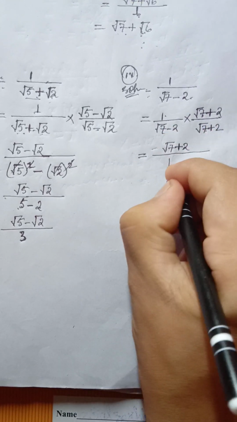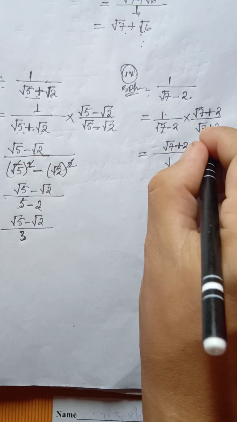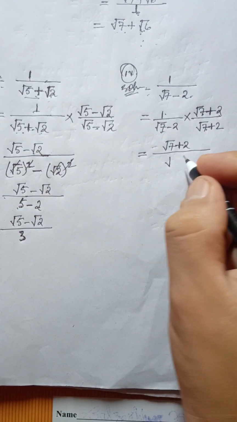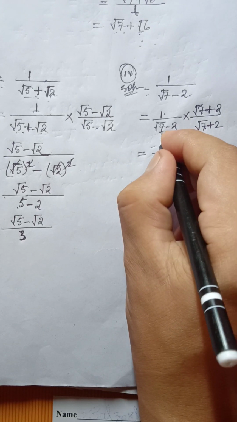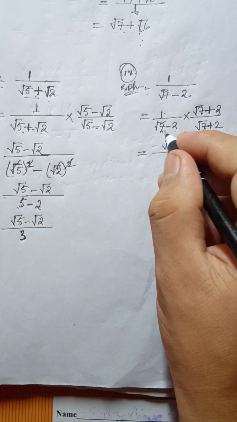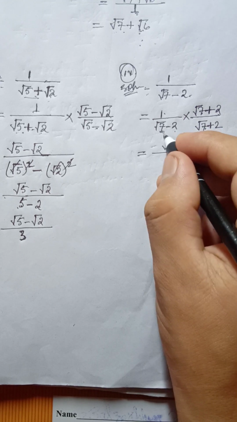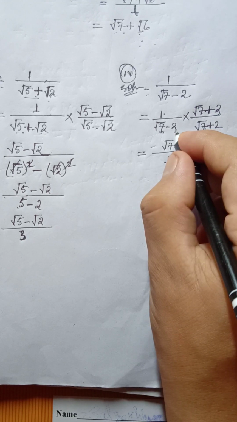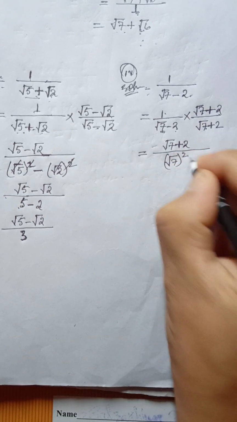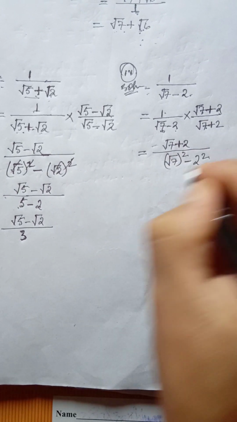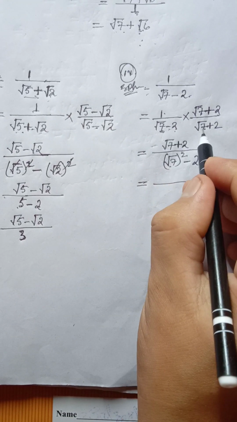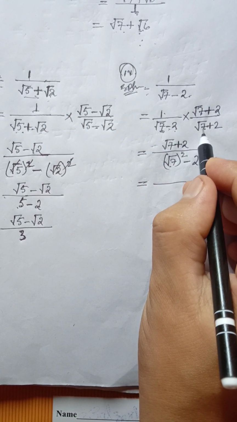If you multiply these two, you can use the formula that I just told you, a square minus b square. Here the value of a will be root 7 and the value of b will be 2. According to the formula, this will be a square, and this will be b square, that is 2 square. Root 7 square minus 2 square. Here we just apply the formula a square minus b square.